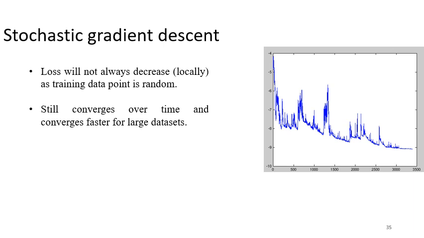Faster convergence for large datasets: despite the occasional fluctuations, SGD tends to converge faster, especially when dealing with large datasets. In summary, while the loss might exhibit short-term fluctuations, stochastic gradient descent proves effective in achieving convergence over the course of training, offering efficiency advantages, especially for large datasets.